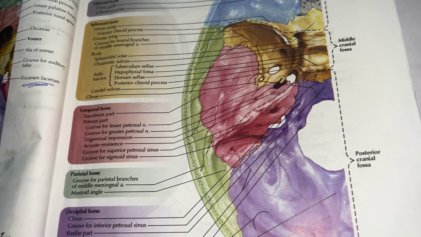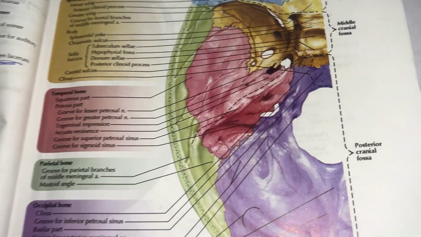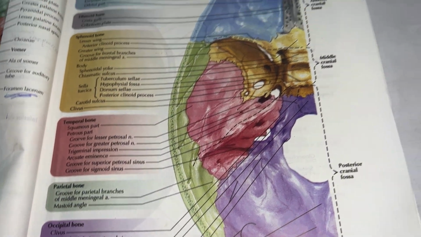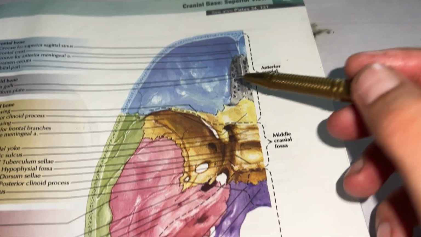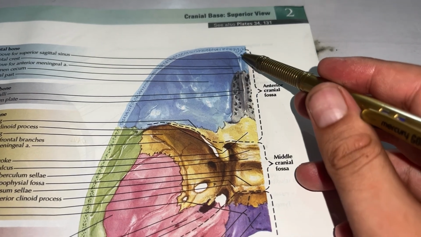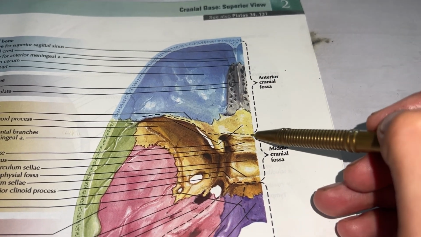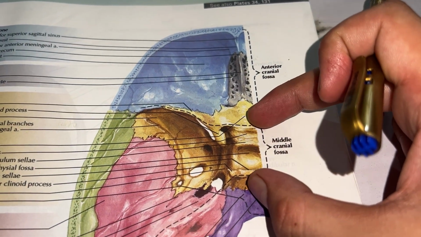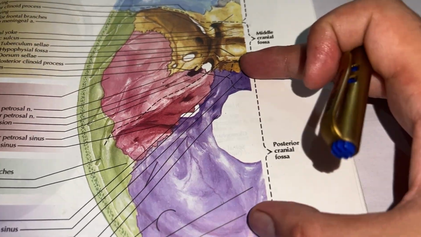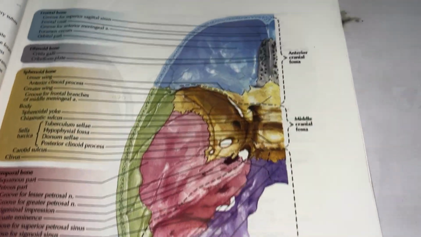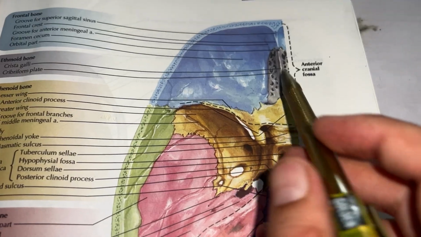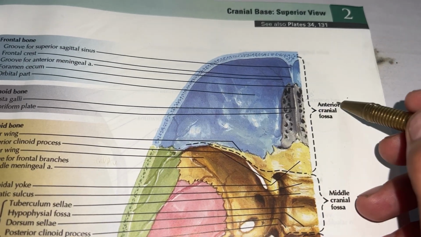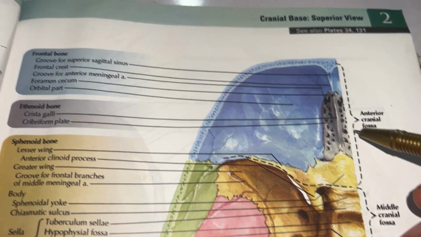internal view. Okay, this is the internal view of the basilar part, and it is divided into three parts: the anterior cranial fossa, here to here, the middle cranial fossa, and the most posterior is the posterior cranial fossa. So first, in the anterior cranial fossa, we will identify some of the structures.